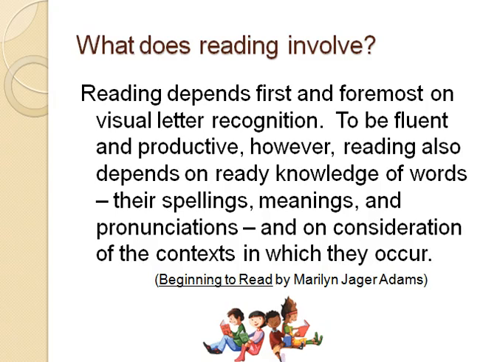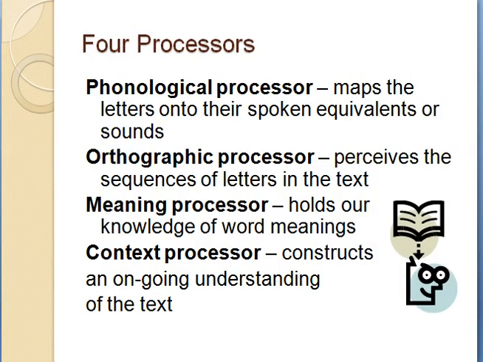There are 4 processors that are involved in this activity. In the case of proficient readers, they work together seamlessly, smoothly, and quickly, and in a fashion that we, for the most part, are unconscious of. The 4 processors are the phonological processor, the orthographic processor, the meaning processor, and the context processor.